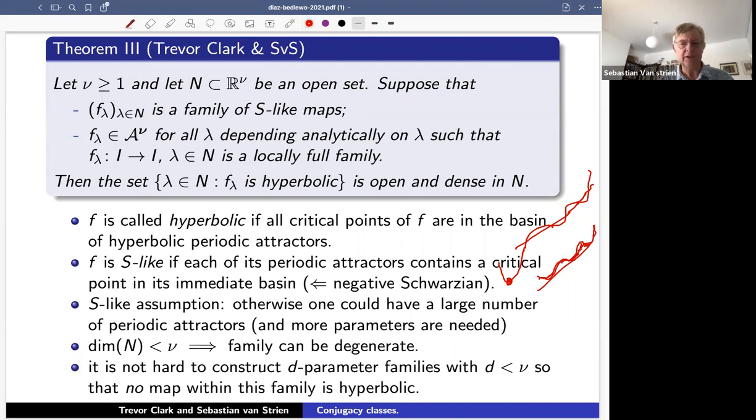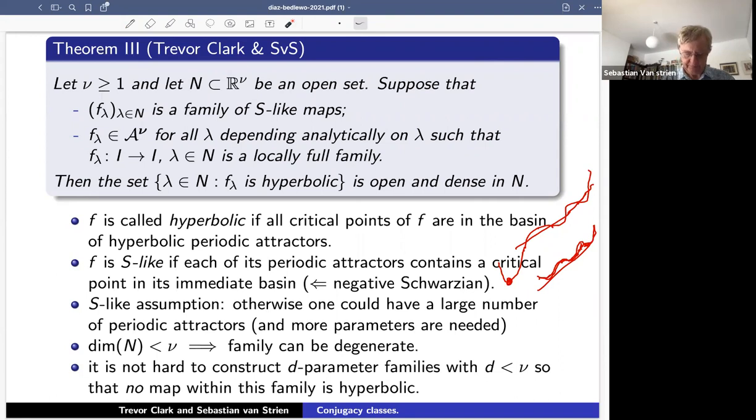And of course, if you have so many periodic parabolic points, you need more parameters to unfold this and make it hyperbolic. So the statement, I believe, is still true, but you would need this space N to be larger, and so you can make a statement like that also. But anyway, that's the reason for that assumption.